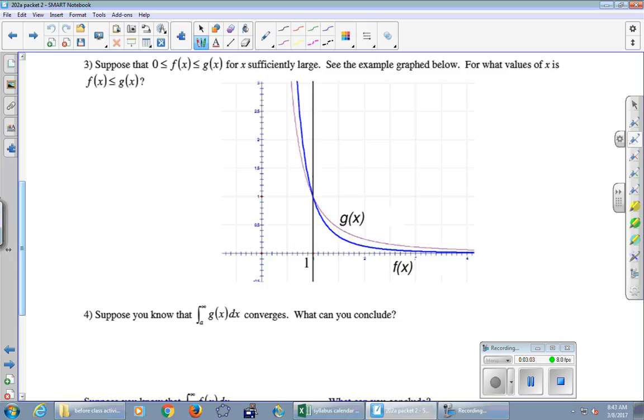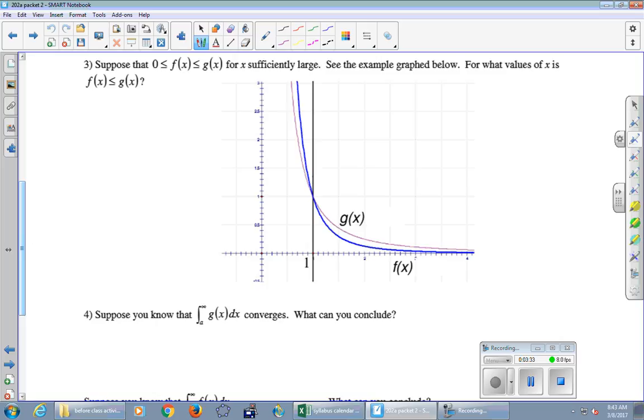Okay, so let's develop a theorem right here, number 3. Suppose that f and g are both positive functions, and that g is at least as big as f for x sufficiently large. Take a look at this picture right here. g is going to be the thin line on your paper, and f is the bolded line on your paper. For me, g is purple and f is blue, okay? So in this case, would you guys agree that g is at least as big as f starting at x equals 1? That's where they meet each other. And then for the rest of eternity, g is bigger than f, okay?